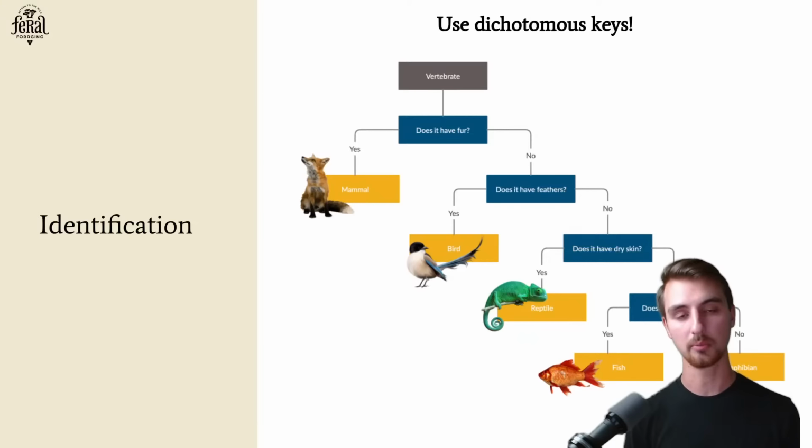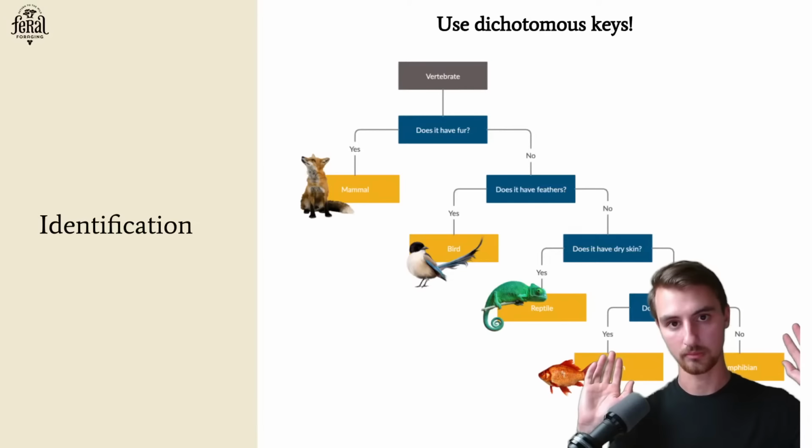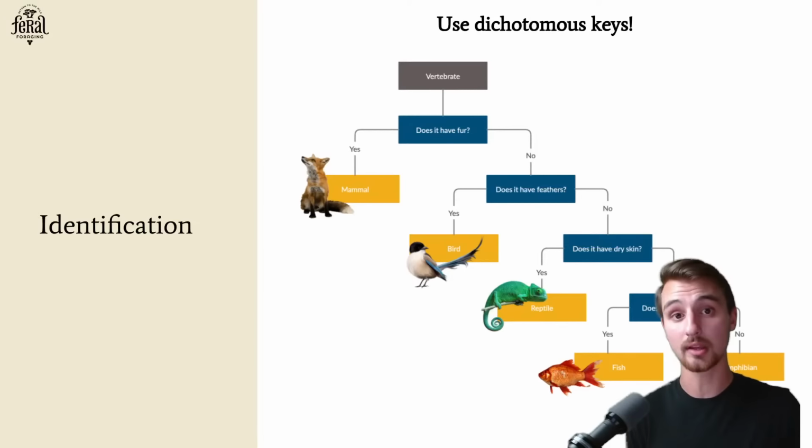It's for vertebrate animals. And we have no idea what animal we're dealing with, right? But we're just asking these questions. It's like 20 questions. Question number one is, does it have fur? And if we say yes, then we say, okay, well, then it's a mammal. And we're done for this one. And maybe we would go on to the mammal key.